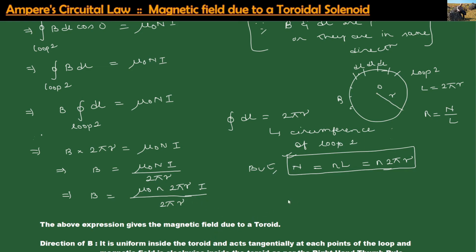So from here it is obvious that some of the terms get neutralized, 2π and 2π get cancelled, which means that this expression can be reduced to this form. This B will be equal to μ₀ n I divided by 1. It will be equal to simply μ₀ n I.